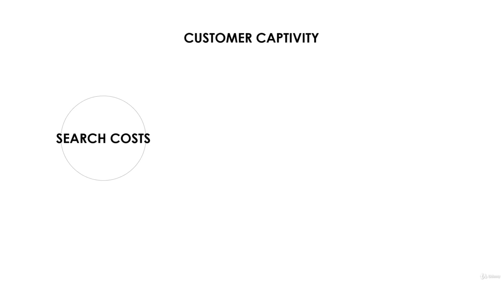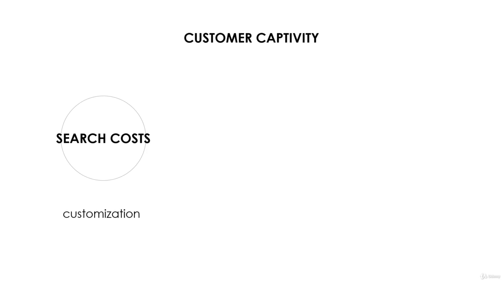The first is search costs. These are the time, effort, and resources required to go and find a replacement for your product. A good example of a product with high search costs is one that has been customized. It is difficult to find a replacement for a customized product. Therefore, customers tend to be more captive when solutions are customized to them. You can enhance search costs by adding customized features to your product or by making the buying process feel as though the solution is customized.